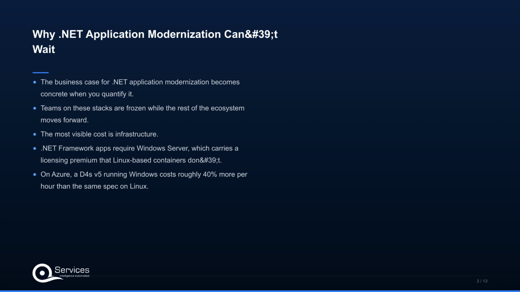The most visible cost is infrastructure. .NET Framework apps require Windows Server, which carries a licensing premium that Linux-based containers don't. On Azure, a D4s v5 running Windows costs roughly 40% more per hour than the same spec on Linux. For a fleet of 20 application servers, that premium reaches $80,000 to $120,000 per year before storage and networking.